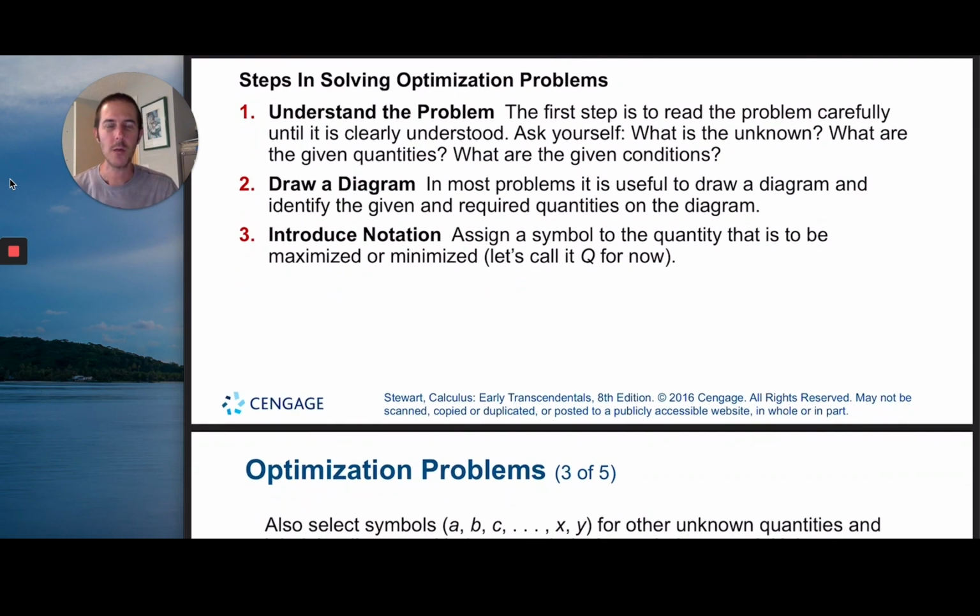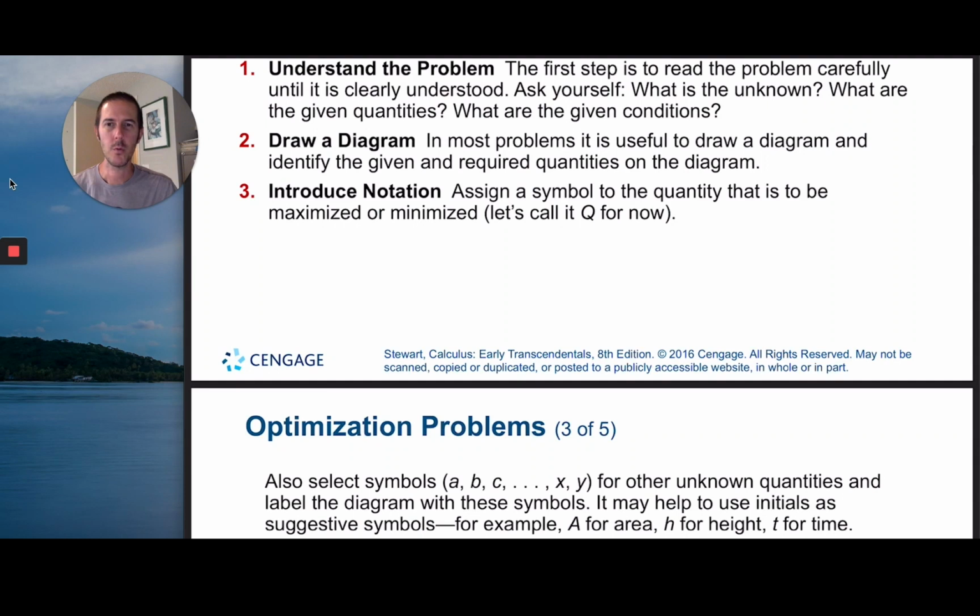Understanding the problem is certainly important. Identify the unknown, which will probably be designated as a variable or variables. There are undoubtedly going to be some known values, the given quantities. And what are the given conditions? Are there any restrictions? In that fencing example, what kind of raw materials do we have to work with? Being mindful of all of those things is important.